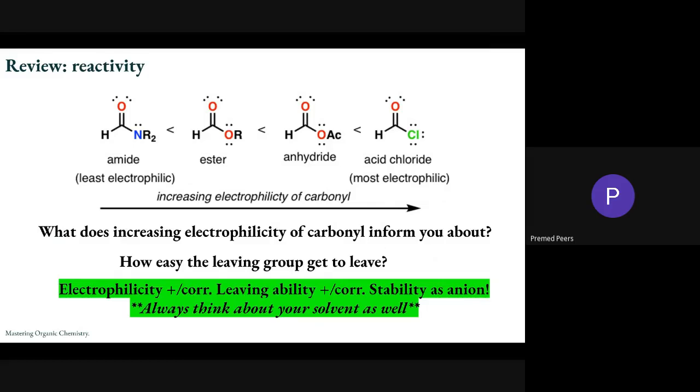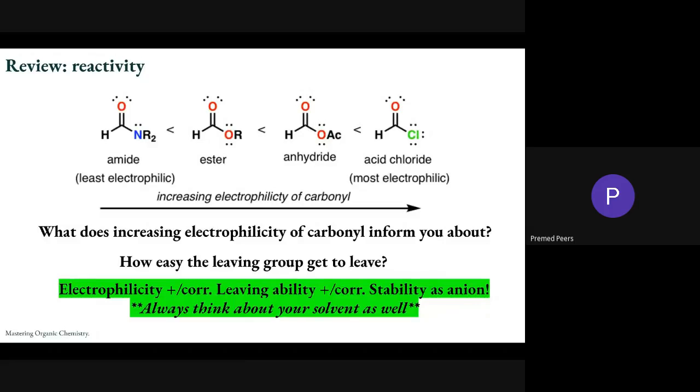This slide I also presented to you guys last week and named it as an opening question for you to think about what electrophilicity means, which is really the opposite of what nucleophilicity means. It just means how easy the leaving group is going to leave. So what is going to be good is something that has good leaving ability.